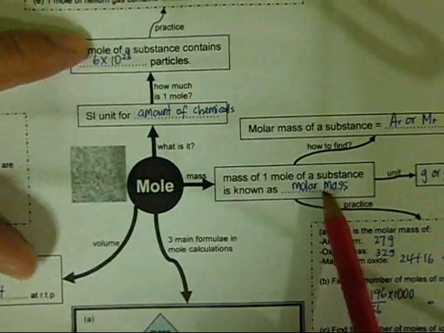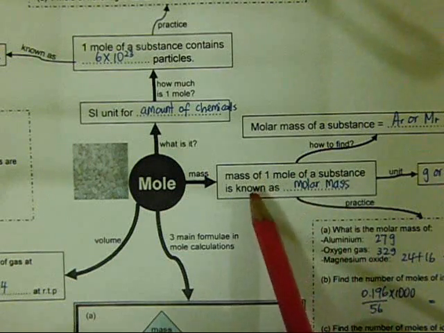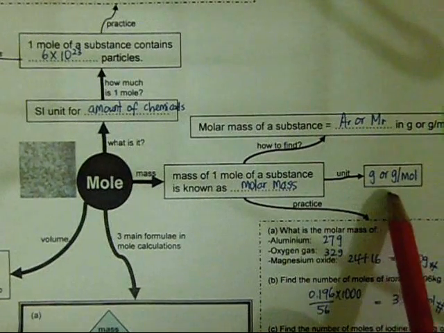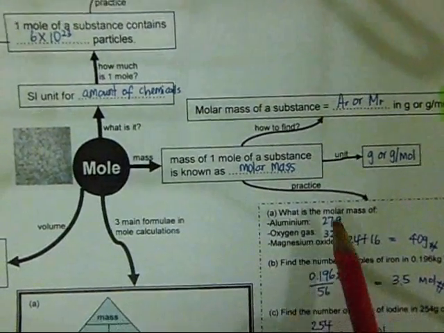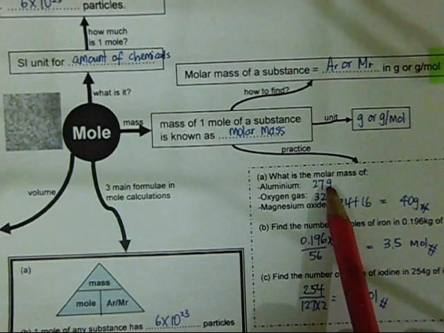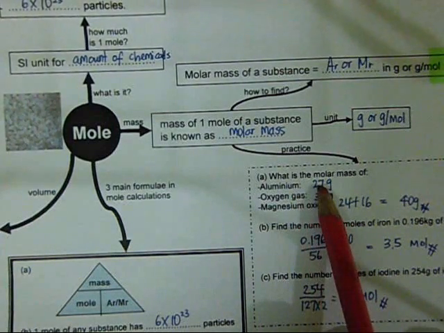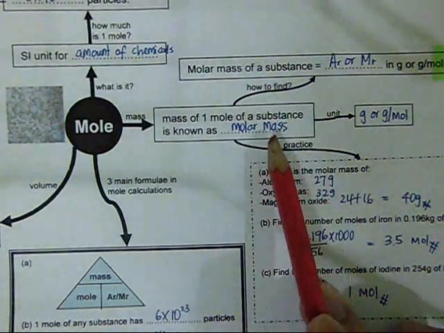Then after that, you need to know the meaning of molar mass. So when I ask you what molar mass is, it is actually the mass of 1 mole of a substance in gram or gram per mole. That is the meaning of molar mass. For example, the molar mass of aluminium is 27 gram. The mass of 1 mole of aluminium is actually 27 gram. Okay, so this is molar mass, the mass of 1 mole of a substance.